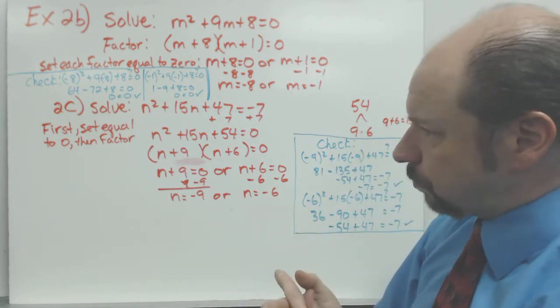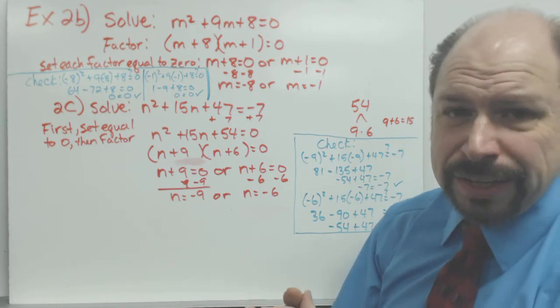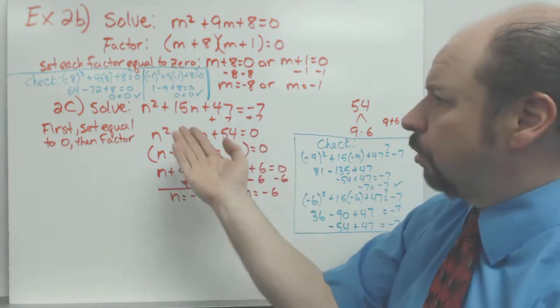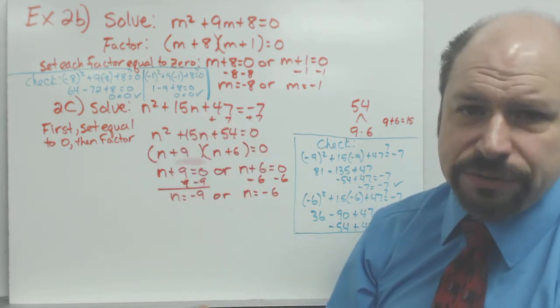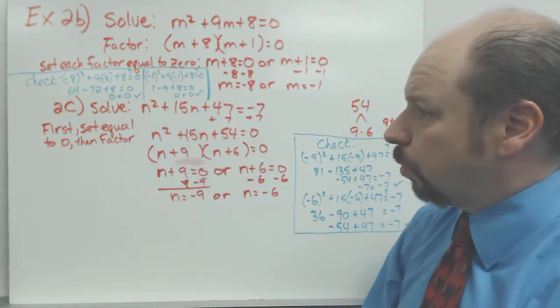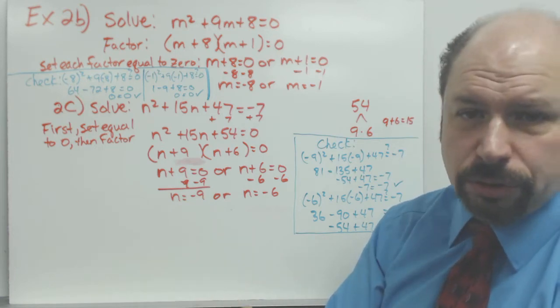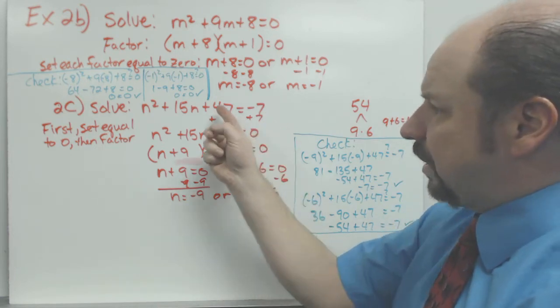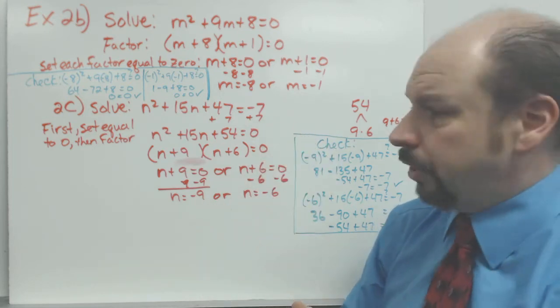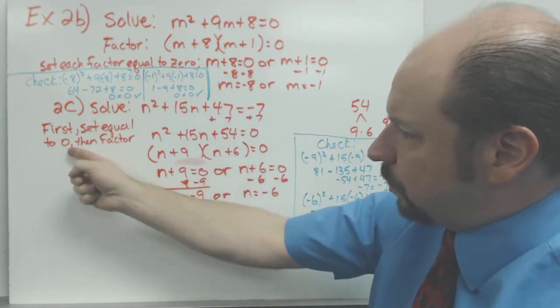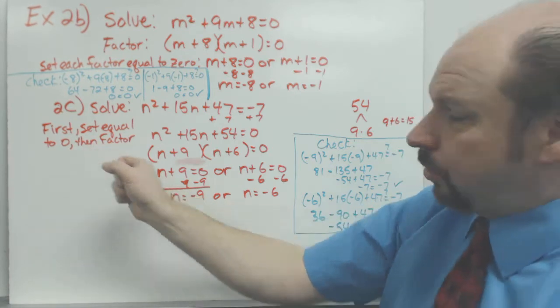Okay, next one. So remember this one, it isn't already set equal to 0. We have n squared plus 15n plus 47 equals negative 7. So just like I said before, we always want to set it equal to 0 first. So to do that, we just need to add 7 to both sides, and now we have 0 left over here. Okay, so first set equal to 0. Now we're going to factor.